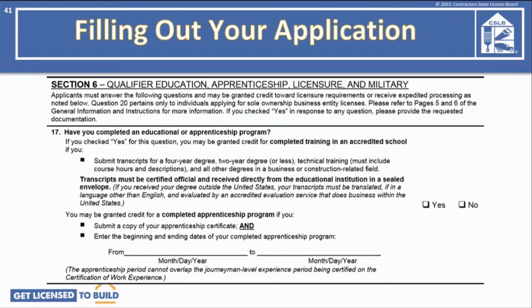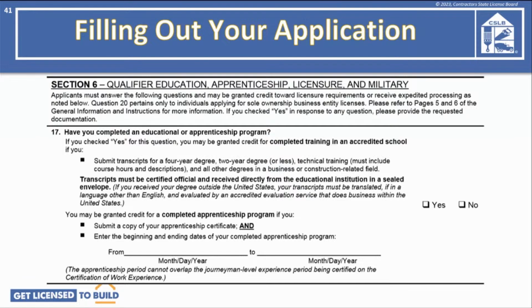Part of the application, Section 6, qualifier education, apprenticeship, licensure, and military. You may be granted credit towards the 4-year experience requirement based on your education. Question 17 asks if you have completed an educational or apprenticeship program. You will need to submit official sealed transcripts if you would like to be considered for this credit. If you attend formal training or an apprenticeship program, you will need to provide a certificate of completion.